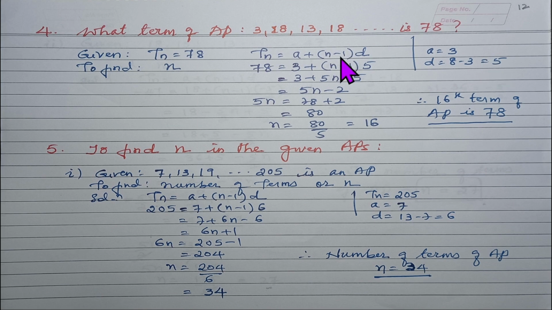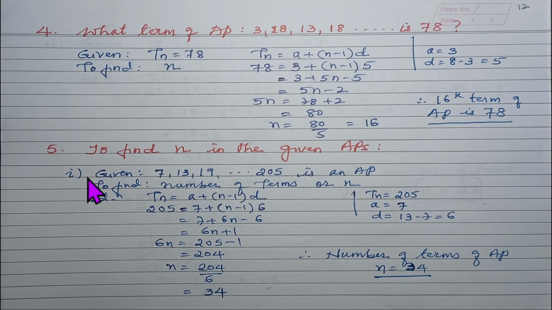So substitute the values in this. Tn is 78, equal to 3 plus n minus 1 into 5, 3 plus 5n minus 5, 5n minus 2. 5n is equal to 78 plus 2, 5n is equal to 80, therefore n is equal to 80 by 5, and that is 16. So the 16th term of the given AP is 78. So remember that.